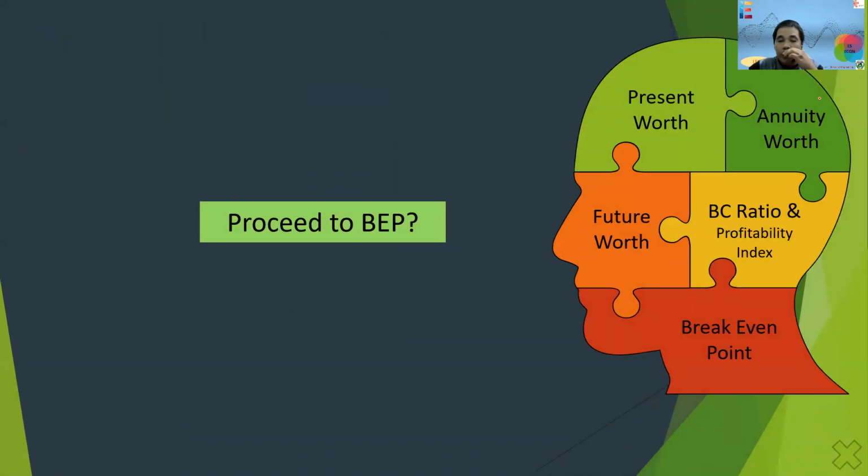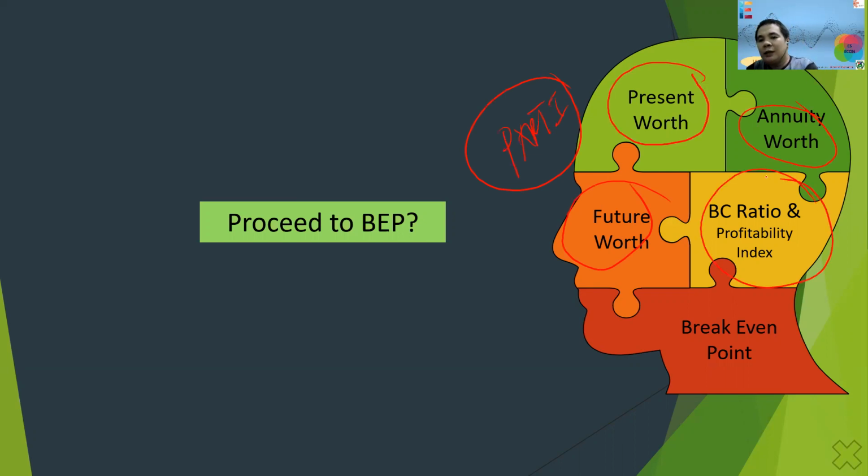So with that, we were able to discuss already the present worth, the annuity worth, and the future worth in our part 1. And then the BC ratio and profitability index are already discussed in this pre-recorded session. So I'll be providing you another pre-recorded session for the break-even point or the BEP analysis. Okay, that will be part 3.